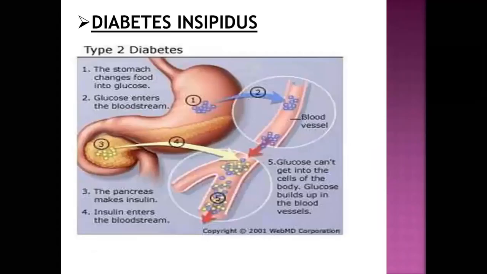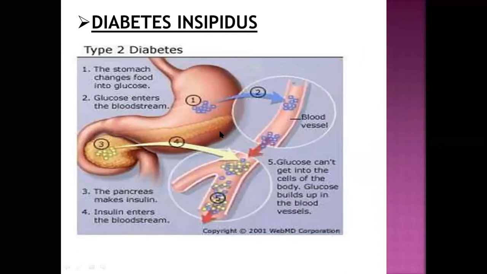Then the thalamus also is responsible for ADH, antidiuretic hormone. So due to a tumor over there, it can also cause diabetes insipidus. Diabetes insipidus is a condition in which there is excessive urine, polyuria, of low specific gravity. Urine can be as much as 32 liters per day. It is different from diabetes mellitus. Diabetes mellitus, usually we call it sugar, but this is diabetes insipidus.